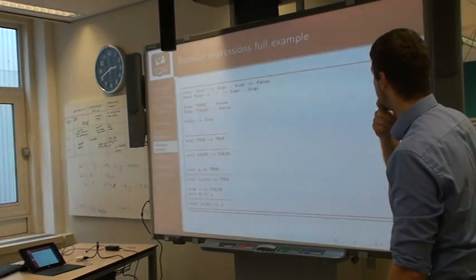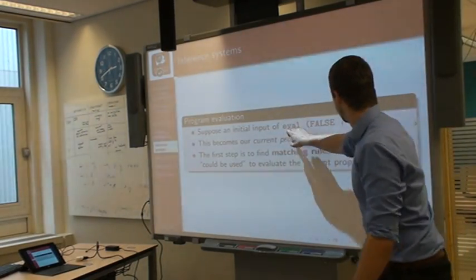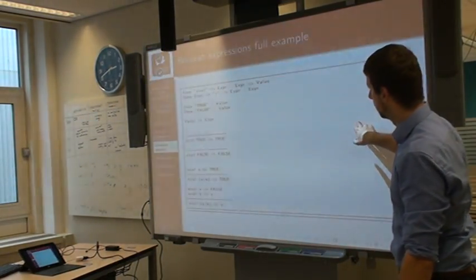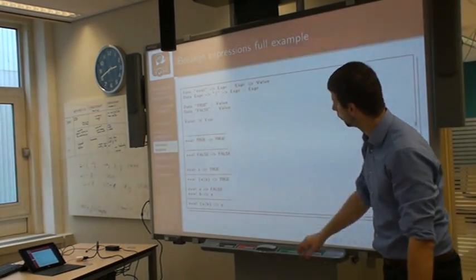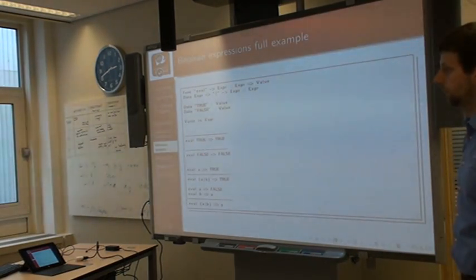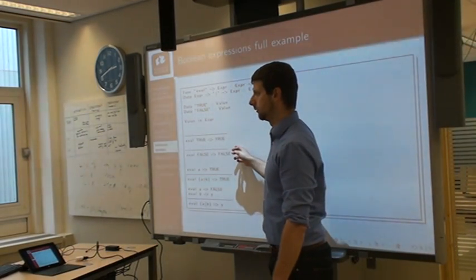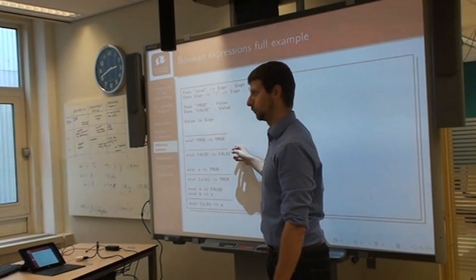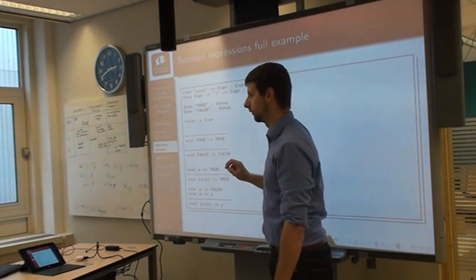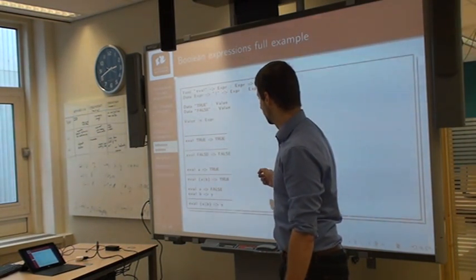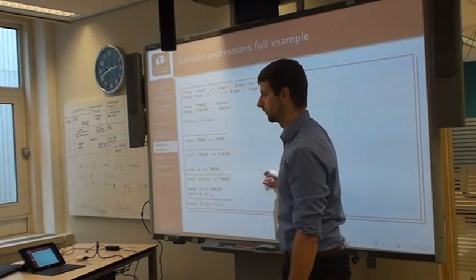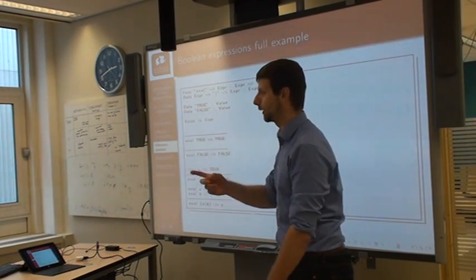So, eval false or true. Now, which one of these 4 rules could be used? The last two, for eval false or true. Only the last, eval A or B. The last 2. Do not think about the fact that you already know the answer.